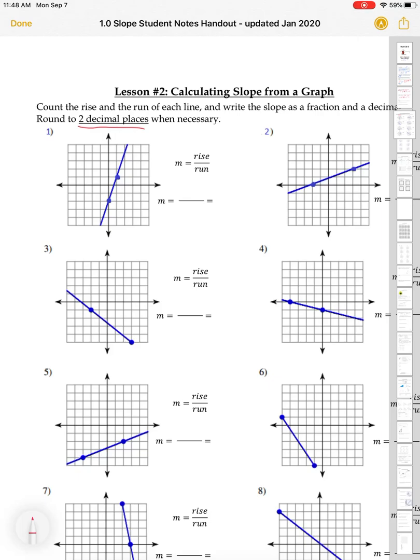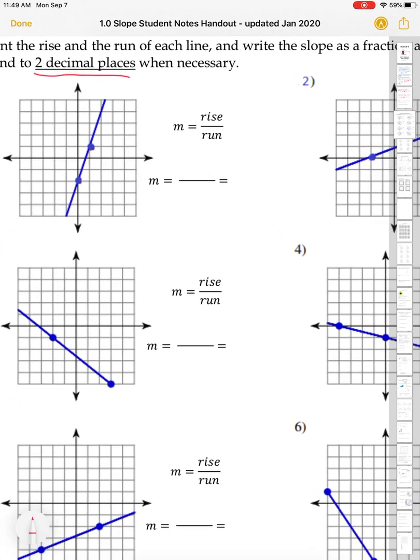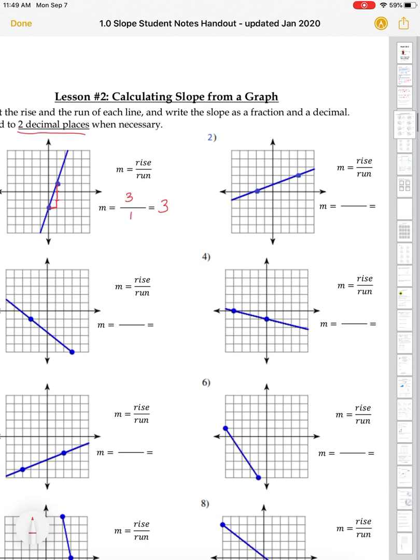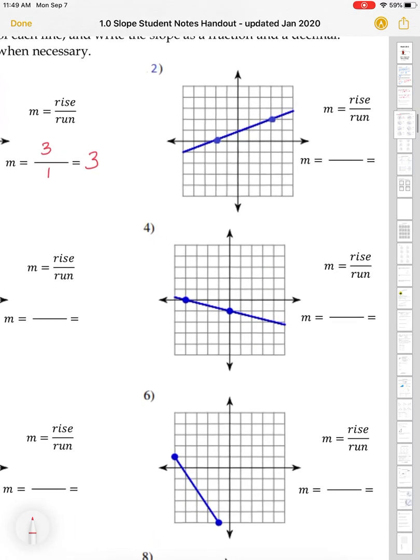Question number 1. We have our line clearly outlined. This would be our rise and this would be our run. Our rise goes up, and if we count the blocks, 1, 2, 3. Our run goes over 1. So 3 divided by 1, our slope would be 3. It's basically just counting the blocks.